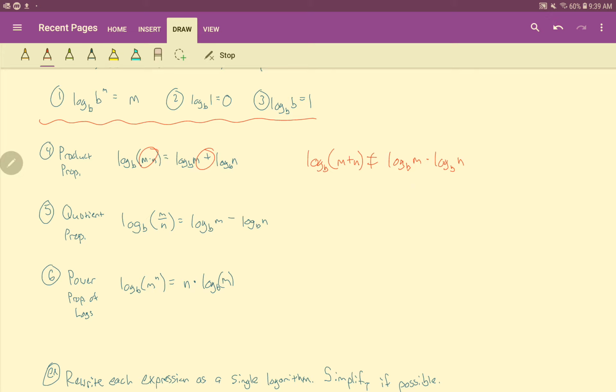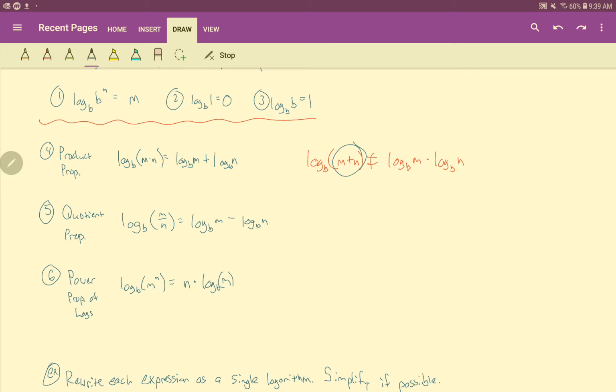Also, if you're adding two logarithms together with the same base, two separate logarithms together, then you can combine those into a single logarithm with a product on the inside.